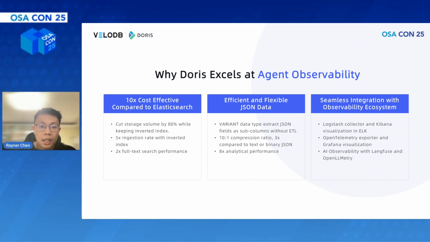And the third one is efficient and flexible JSON data, handling a variety of data types. It is especially designed for the JSON data type, and it allows users to extract JSON fields as subcolumns without ETL. And this gives us a 10-to-1 compression ratio and 8 times analytical performance.